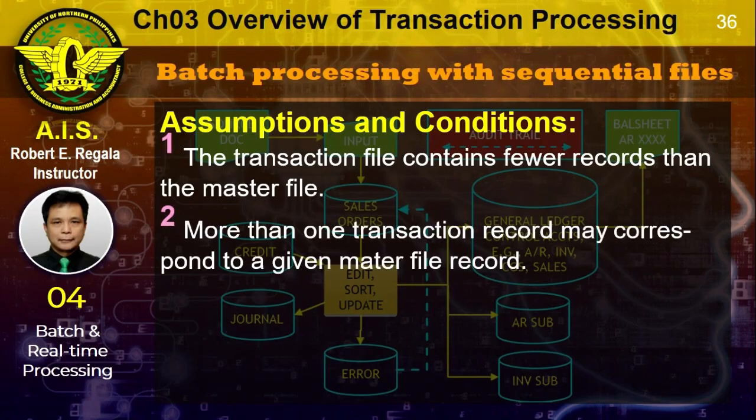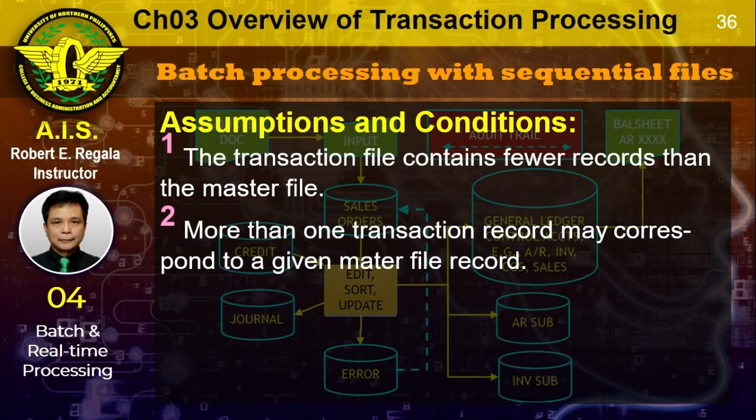2. More than one transaction record may correspond to a given master file record. For example, a department store sells its 50-inch television to several customers during a one-day sale. All of these transactions are separate records in the batch and must be processed against the same inventory master file record.